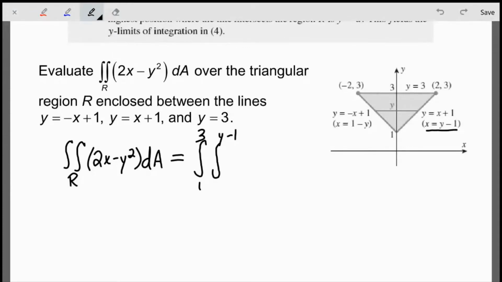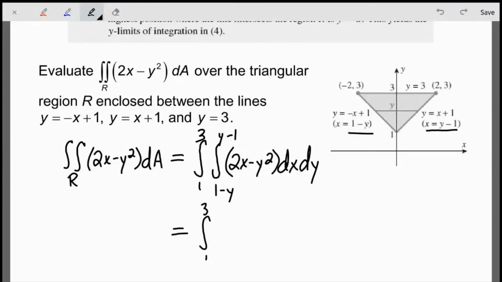And then my lower is the negative x plus 1. But again, I want x as a function of y, so that would be 1 minus y. And again, I'm still integrating 2x minus y squared, but remember, we're going to do dx and then dy. Okay, so at this point, it's the same process, right? We're going to take our antiderivative, plug in for the x, simplify down, and then we'll have an integral in terms of a single variable. I'll just show you one intermediate step here.